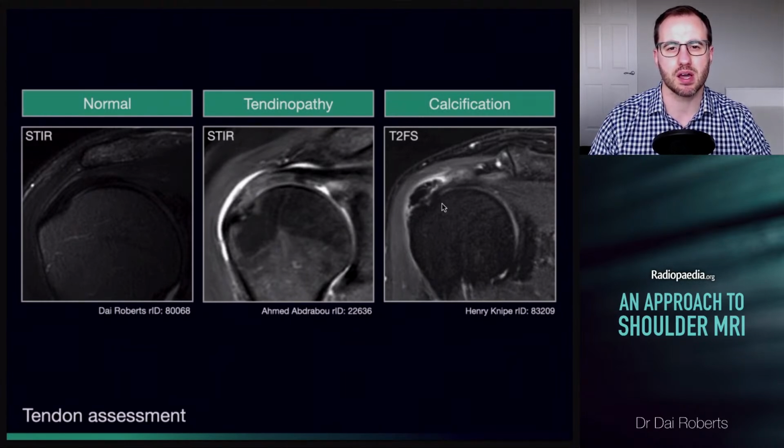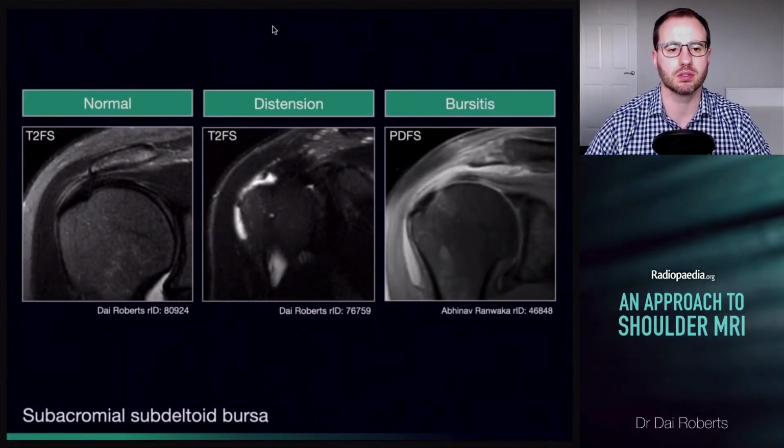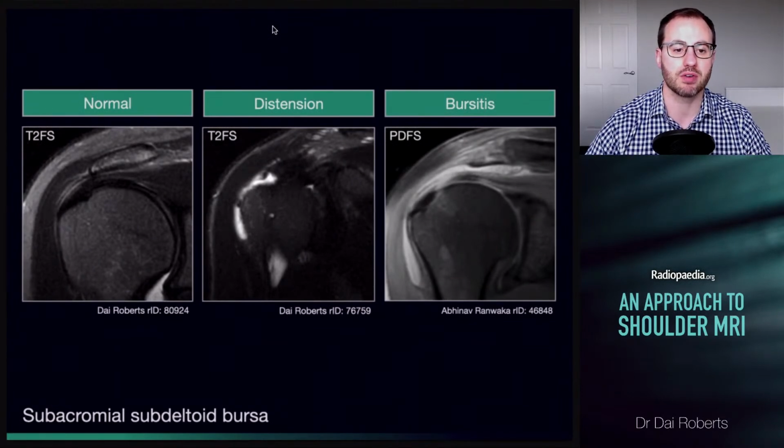It can be quite hard if there are little areas of small foci of calcification on MRI, and it can be more difficult to pick up than, say, ultrasound or plain film, and we should be comparing both all together. The subacromial subdeltoid bursa is also an important structure to look at because it can be another pain generator.